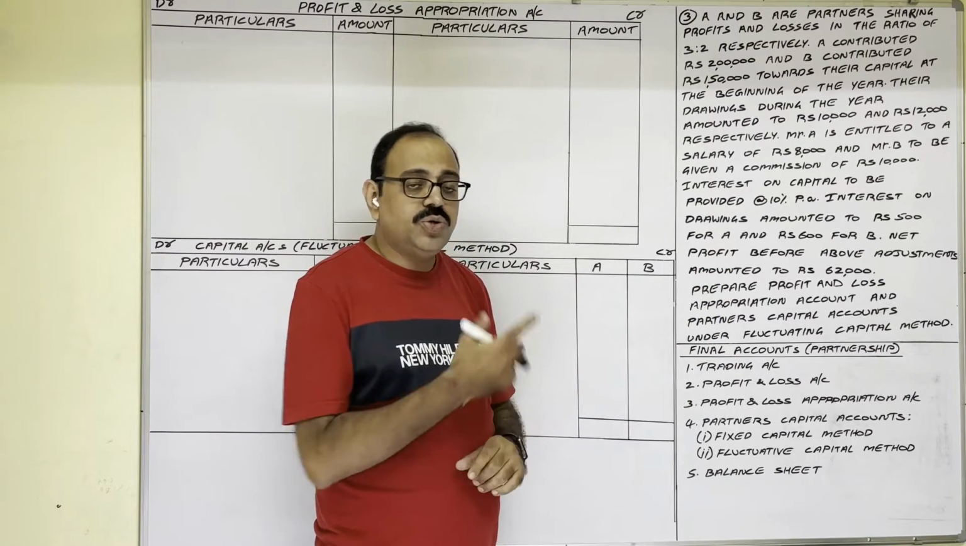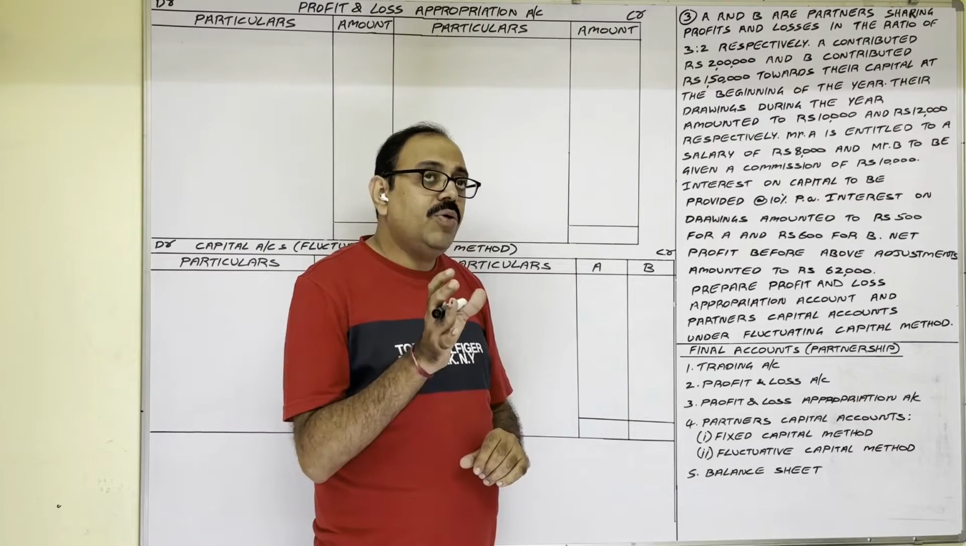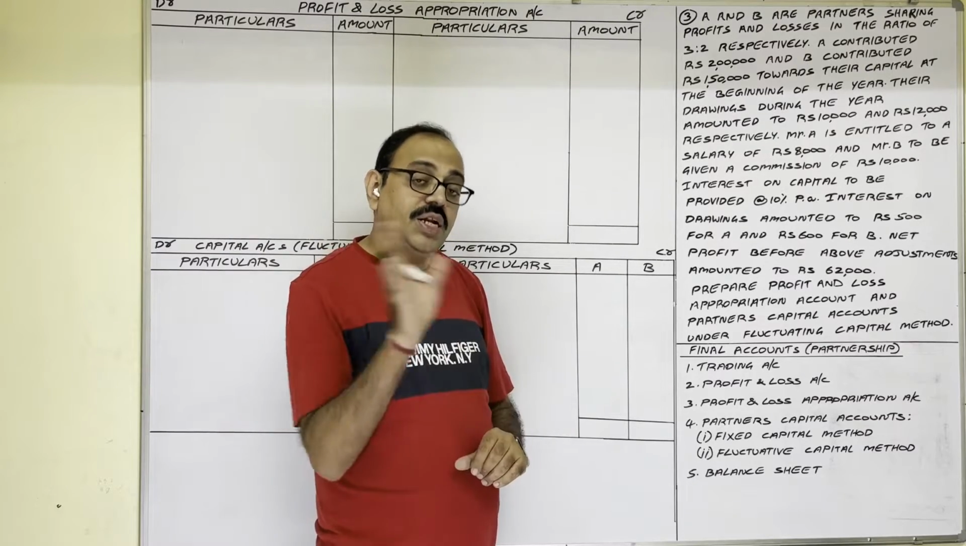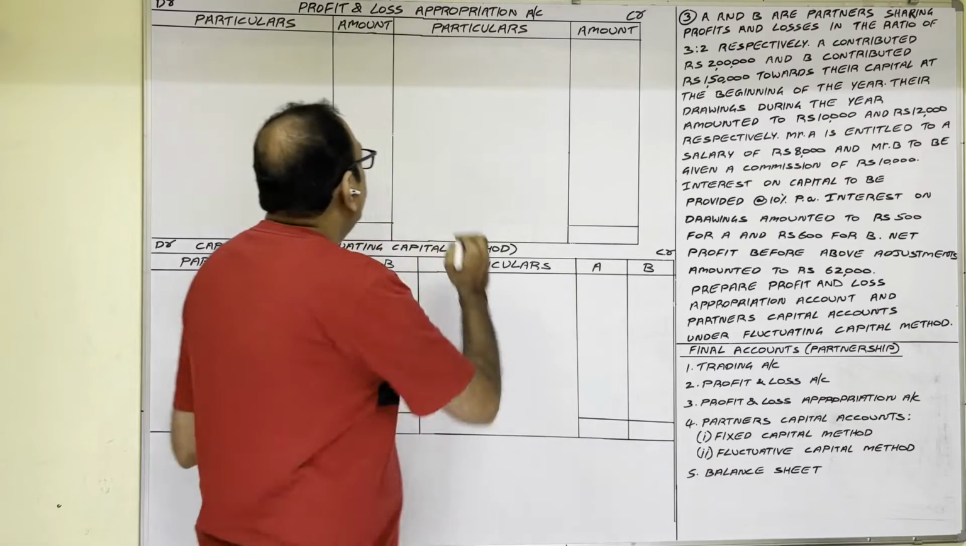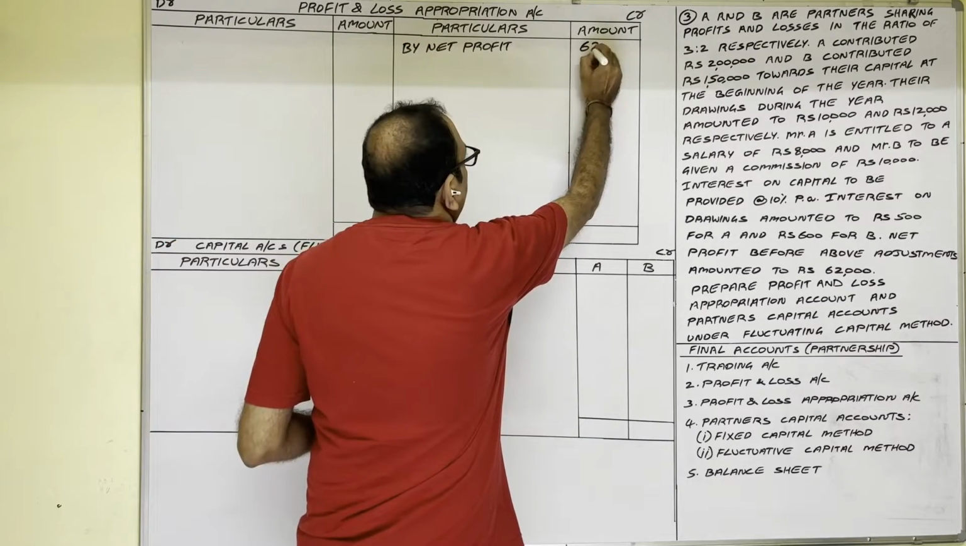Net profit, we said we should show in this account. In the P&L account, on the debit side net profit comes. On the credit side we should show: by net profit, 62,000 rupees.